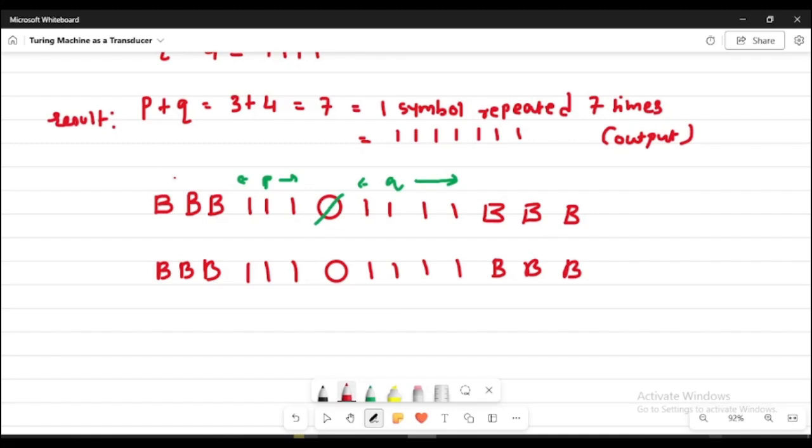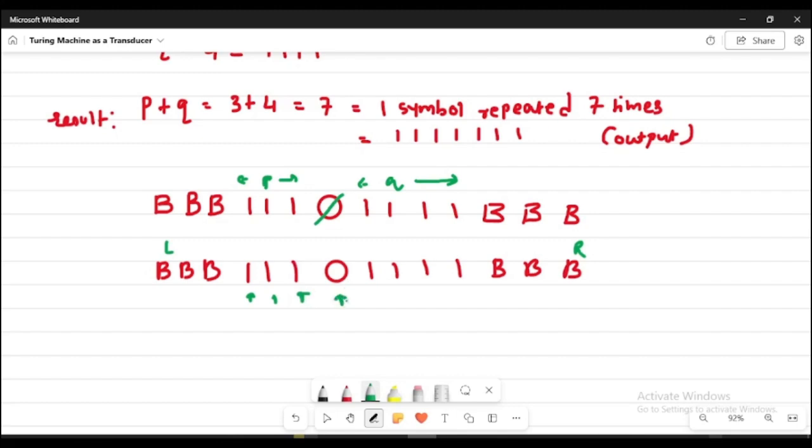So let's see how we can build a logic for this. Whenever your read-write head is pointing here and you see 1, keep it as 1 as it is and move in the right direction. Again, whenever you see 1, keep it as 1 and move right. Again you see 1, keep it as 1 and move right.